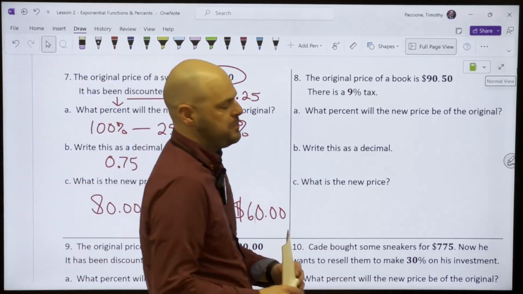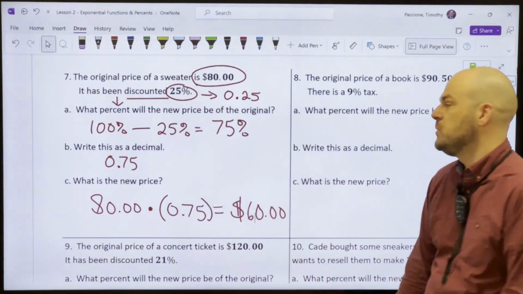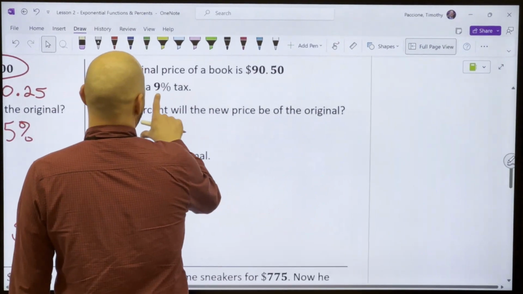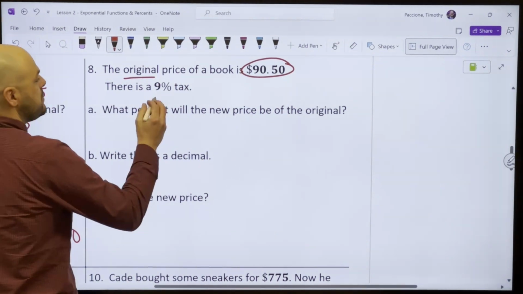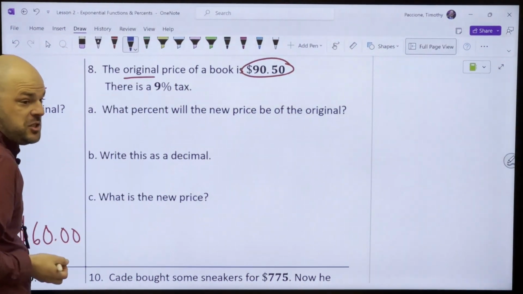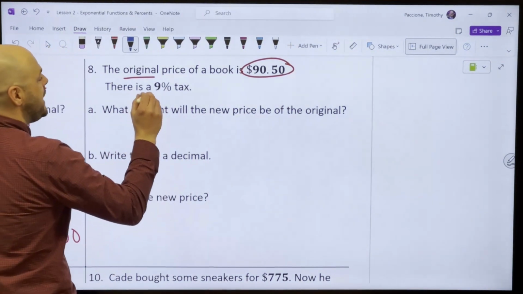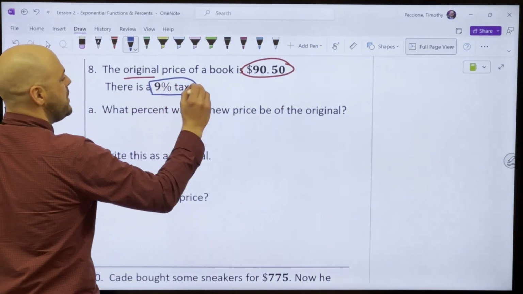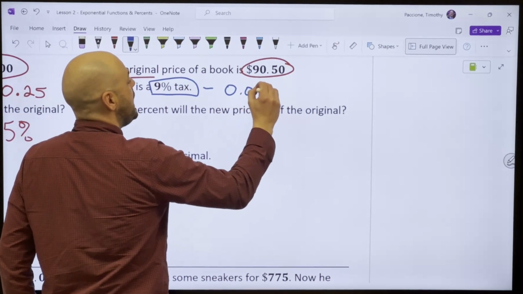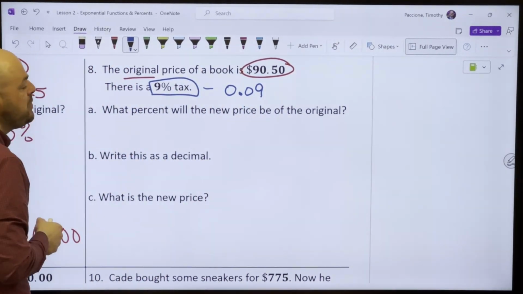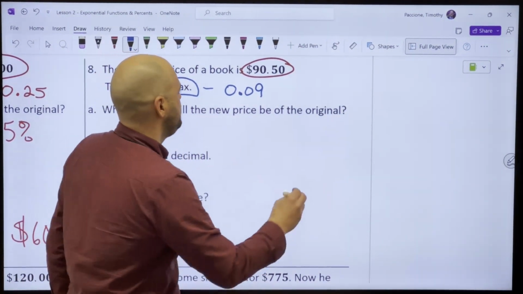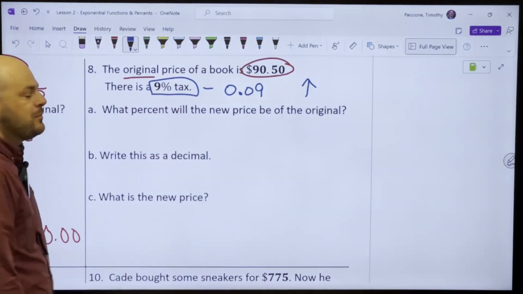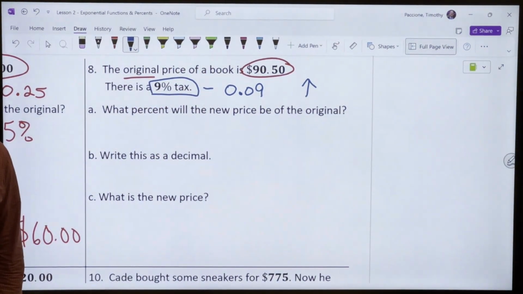All right, we ready to talk about this? Here we go. Original price of a book is $90.50. That's expensive. Hey, when you get to college, that would be cheap for a textbook. All right, so now we get 9% tax, which is 0.09 if we ever have to make it a decimal. Now, tax, does that make your price go up or down? Yeah. When you pay tax, I don't pay less than I thought I was going to pay. I end up paying more than I thought I was going to pay.